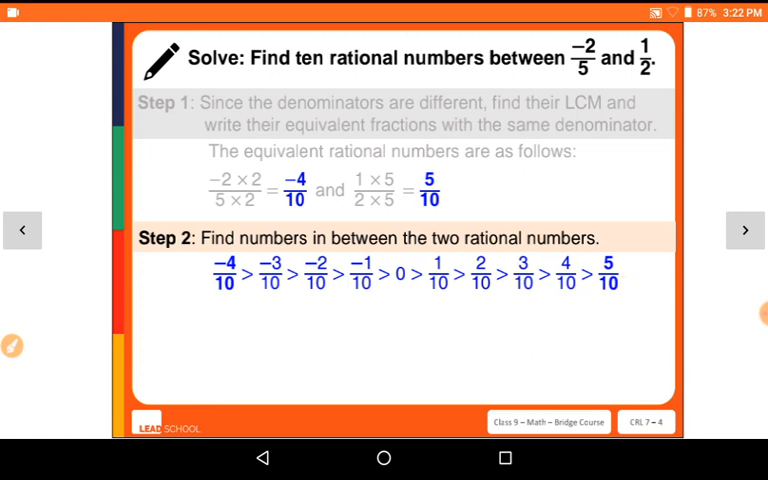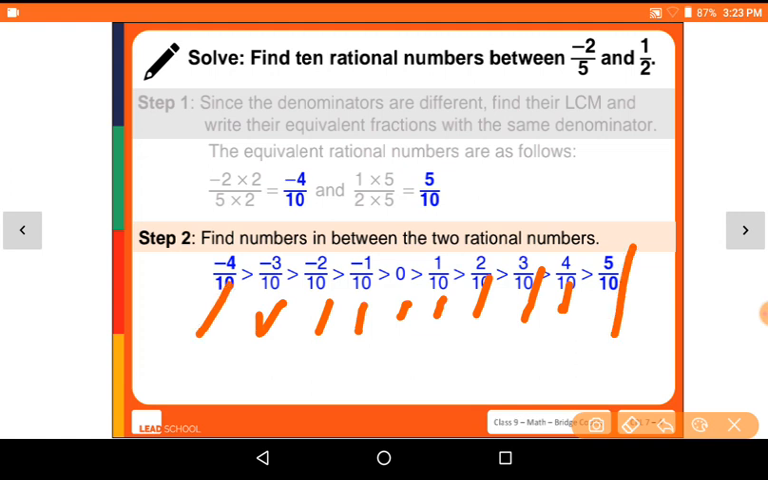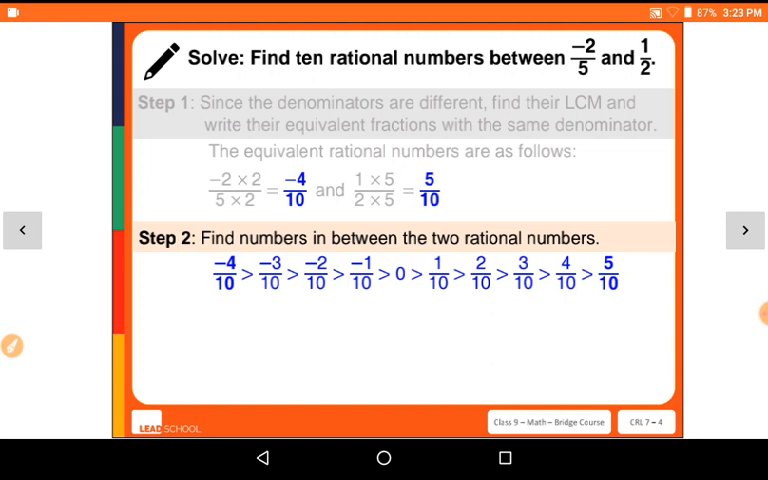So these are the numbers in between the two rational numbers. How many numbers did we find? 1, 2, 3, 4, 5, 6, 7, 8. So all 8 numbers we have, and including both of the end numbers we got the 10 different numbers. So that is one easy point for the solution here.